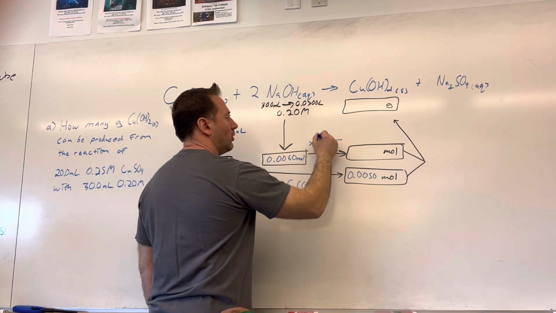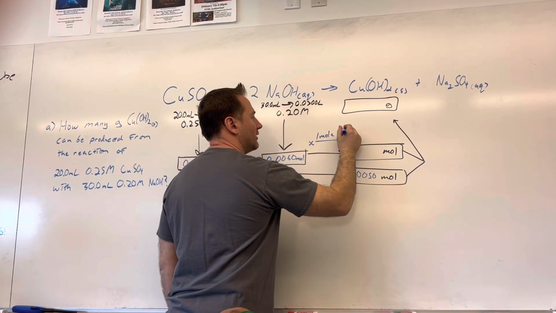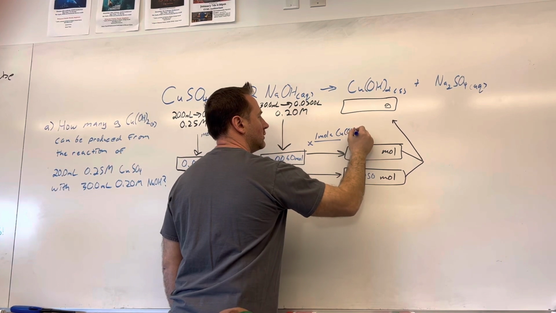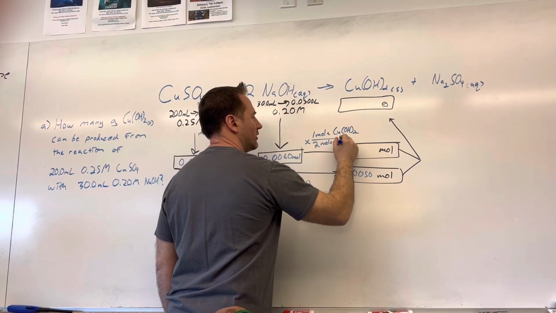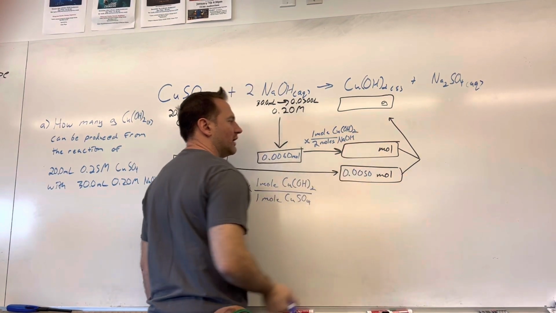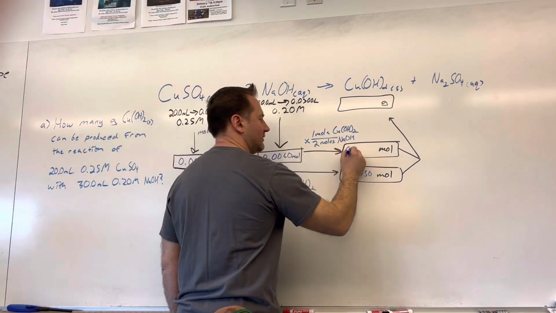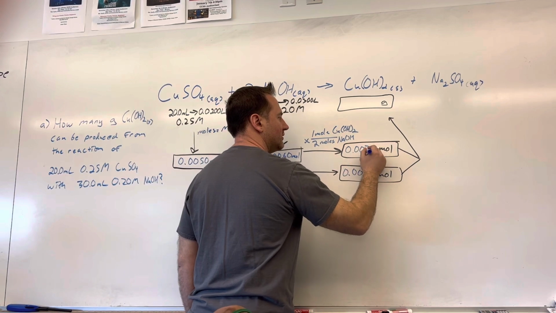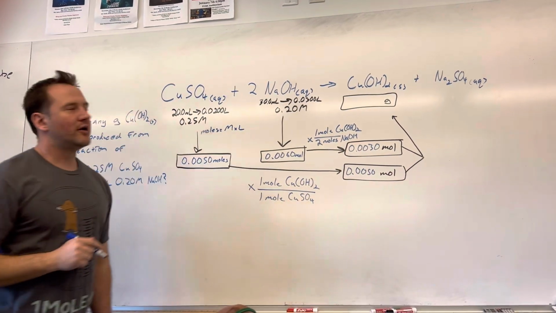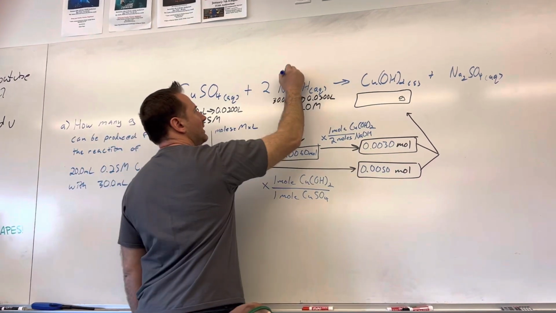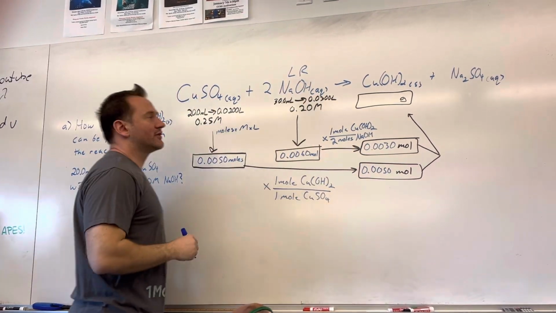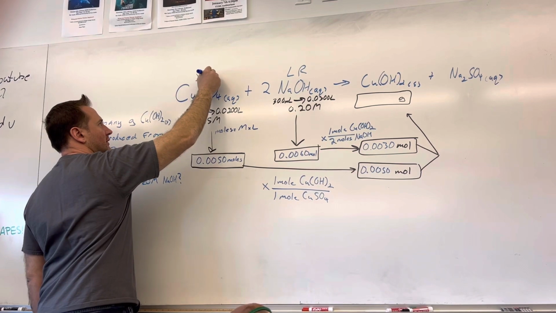From the sodium hydroxide, well, that doesn't react in a 1-to-1 ratio. You're going to get 1 mole of copper hydroxide for every 2 moles of sodium hydroxide. So that means we would only be able to make 0.0030 moles of copper hydroxide from our sodium hydroxide. So that means this would be our limiting reactant, and this would be our excess reactant in this reaction.